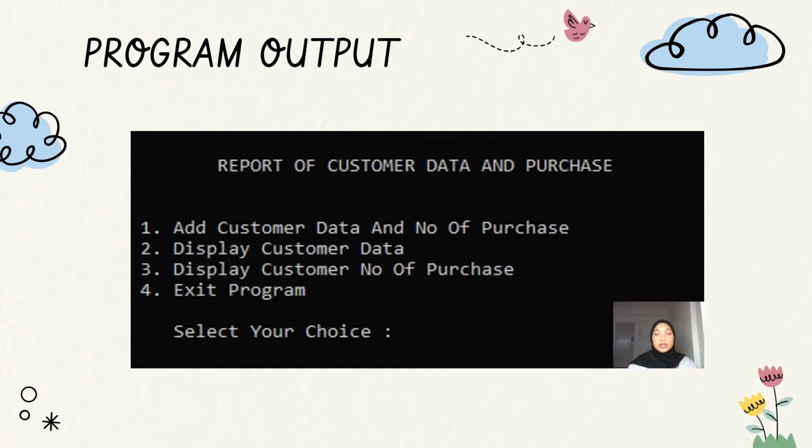There are 4 choices of output. Number 1 is add customer data and number of purchase. Number 2, display customer data. Number 3, display customer number of purchase. And number 4, exit the program. So we need to select the choice, which one that we want to see.